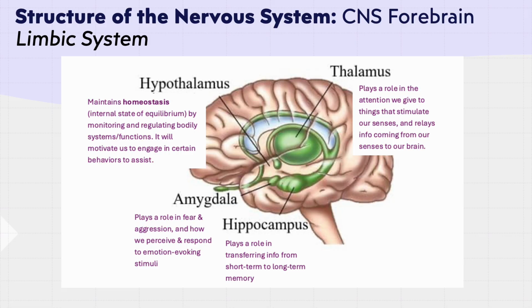We also have our thalamus, so that plays a role in the attention we give to things that stimulate our senses and then relays information coming from our senses to our brain.